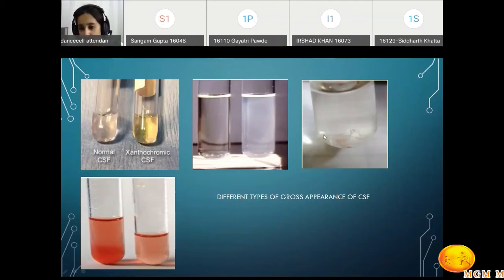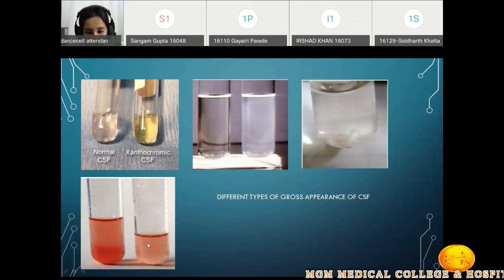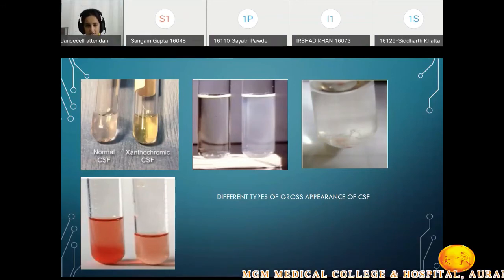Then in the next picture, which we also saw yesterday, it is the picture showing cobweb coagulum. It is seen in tubercular meningitis. And in the last picture, this is a faulty traumatic tap. So blood degradation products in subarachnoid hemorrhage lead to xanthochromia in CSF.